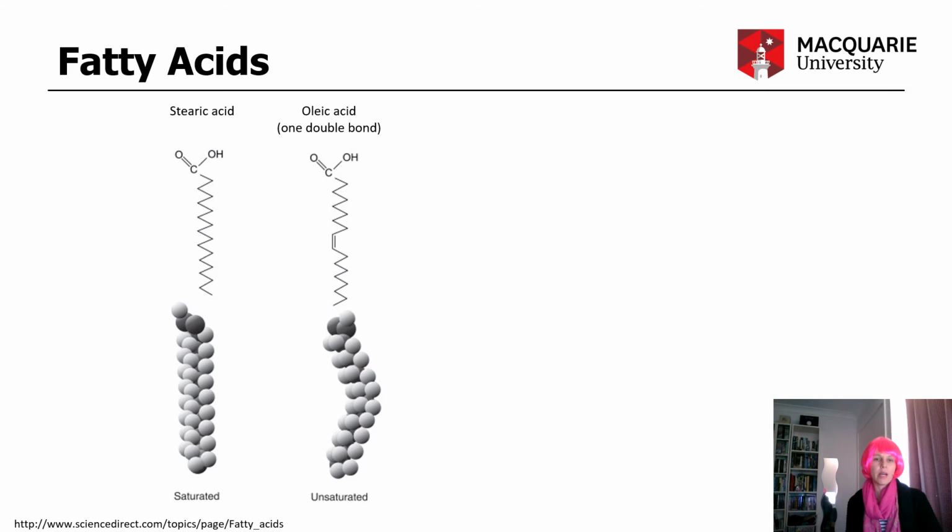The next type is unsaturated. This is where not every possible place a hydrogen can attach is occupied. There are some carbon chains that have double bonds, so they're not saturated with hydrogens. That means these fats are a little bit more fluid because they're not completely stiff and saturated by hydrogens. An example of that is oleic acid, which has one double bond.